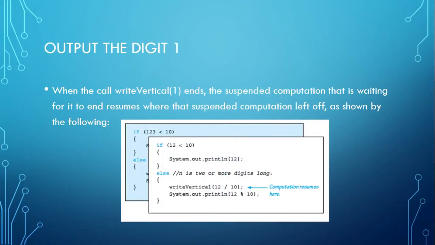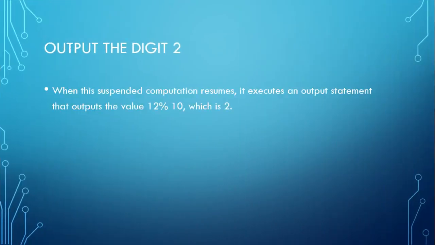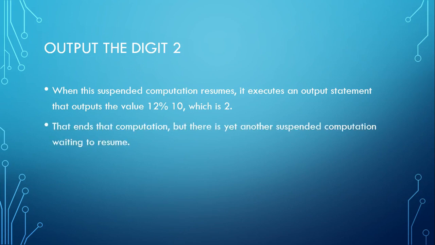When the call writeVertical(1) ends, the suspended computation that was waiting for it resumes where it left off, as shown by the following. So now it's resuming here, so it can now work on this println statement. When the suspended computation resumes, it executes the output statement that outputs the value of 12 mod 10, which is 2. That ends that computation, but remember there's another suspended computation waiting to resume.